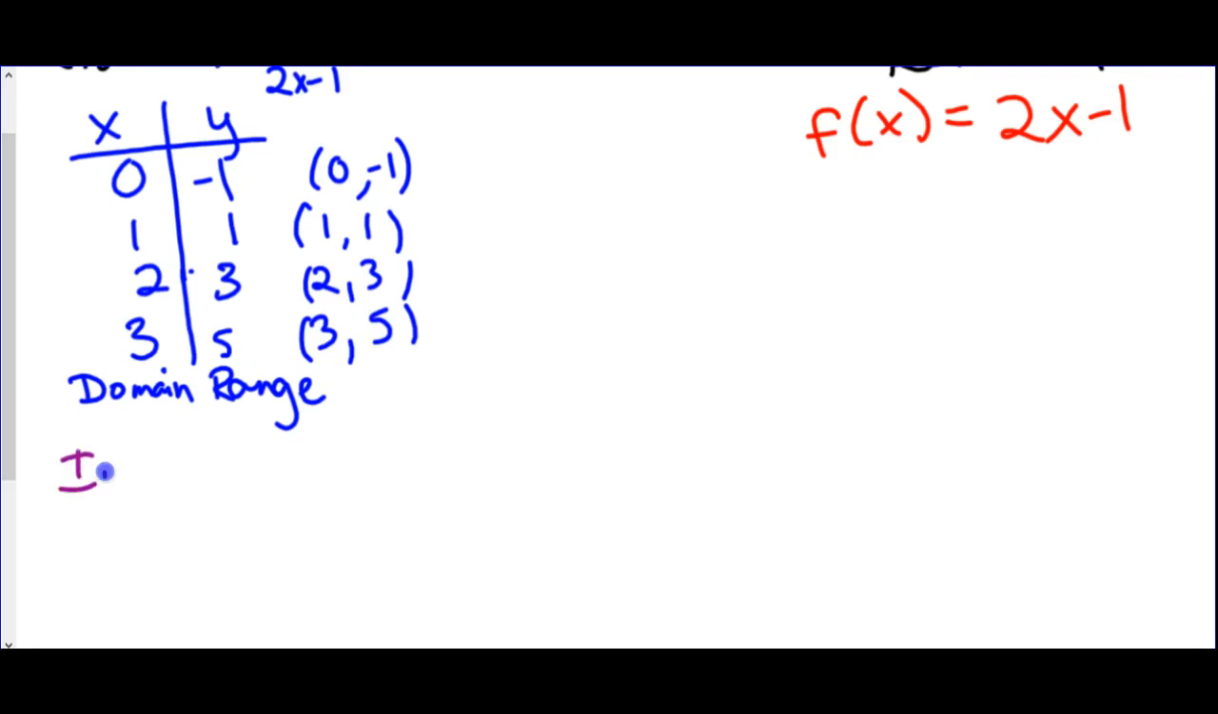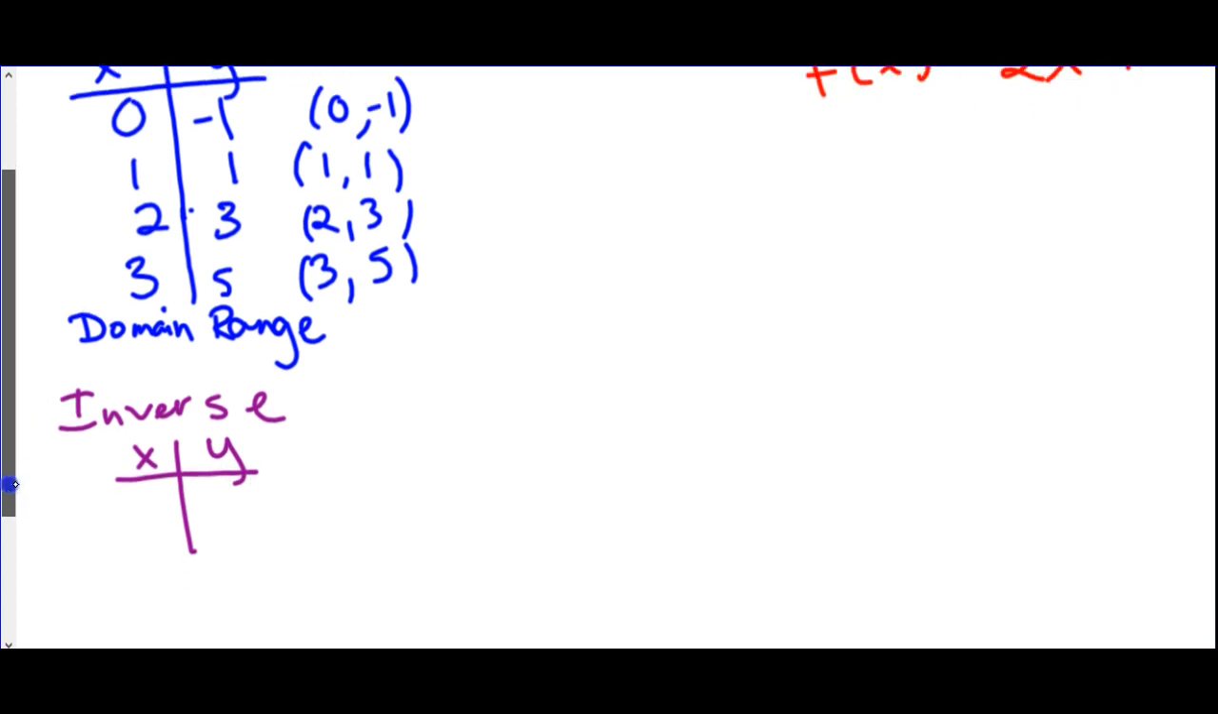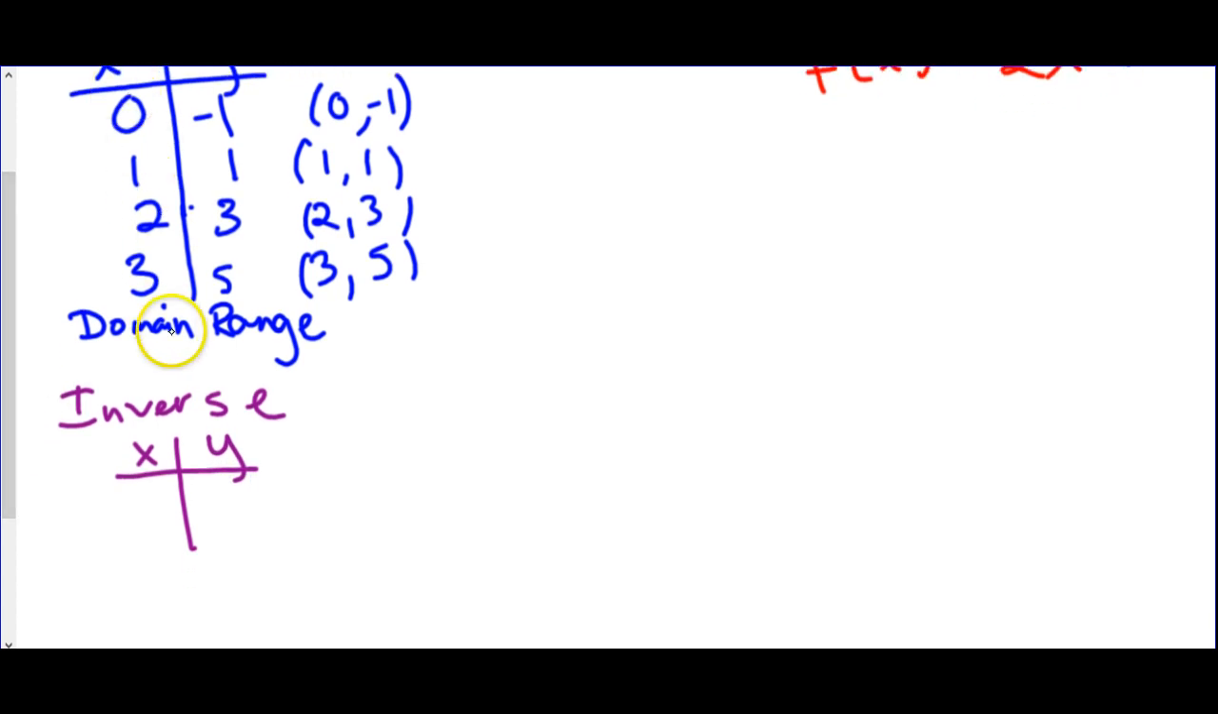The inverse, we'd flip the numbers. The domain was 0, 1, 2, 3. That's going to be the range on our inverse. It's going to be the y values. The y values, or the range, was negative 1, 1, 3, 5. That is going to be the domain, or the x values, on the inverse.